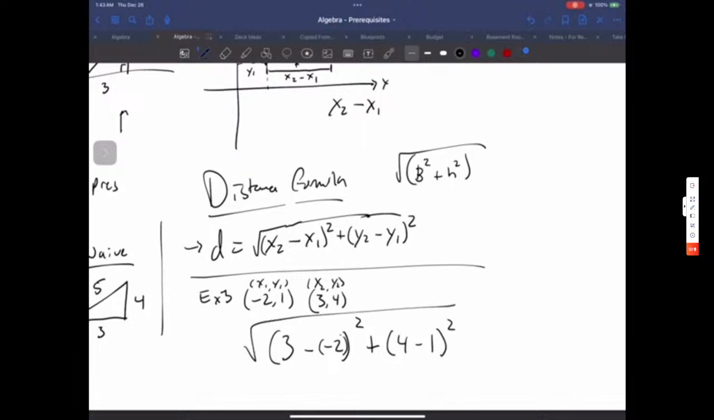Here we have 3 minus a minus 2, which is the same as 3 plus 2, which is the same as 5. Here we have 4 minus 1, which is the same as 3. So this is the square root of 5 squared plus 3 squared. That's the square root of 25 plus 9, which is 34. And the distance is going to be the square root of 34, which turns out to be somewhere around 5.83 and so on.